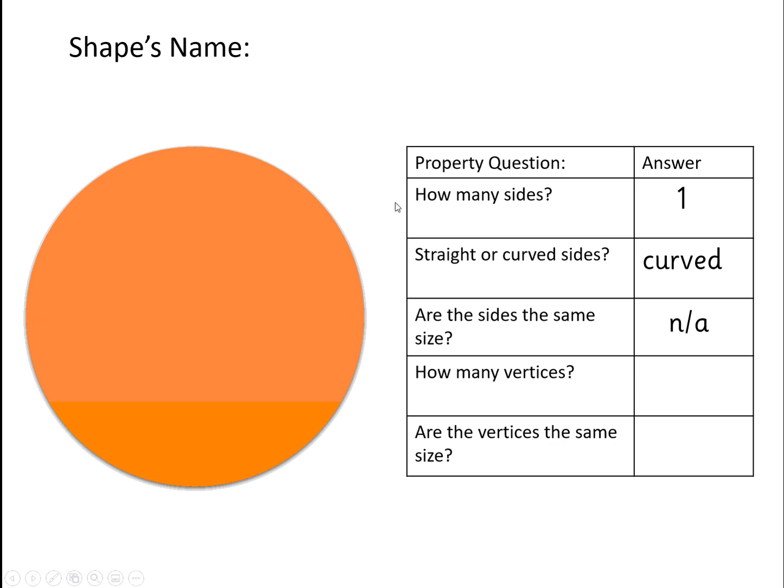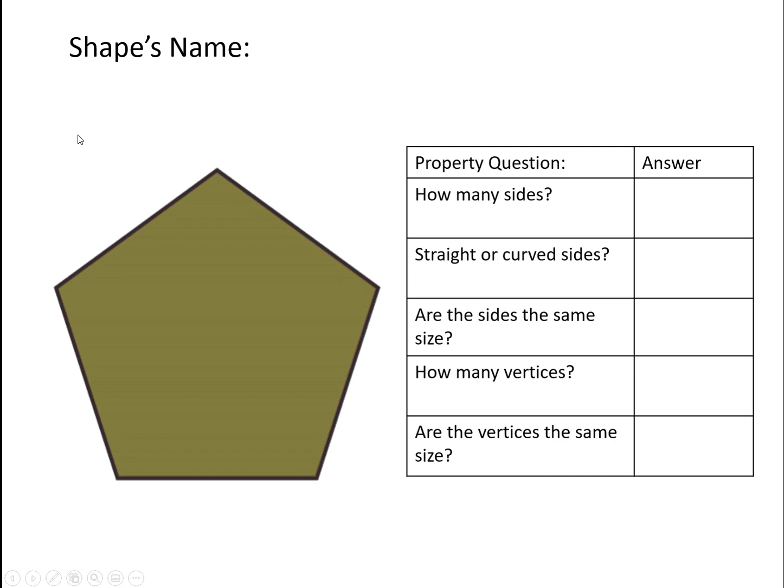How many vertices are there? There are no vertices. There is no corner. It just continues forever around and around. And because there's no vertices, again, they can't be the same size. And the shape, I bet you know this one. That's right, it's a circle. Okay, on to the next shape.